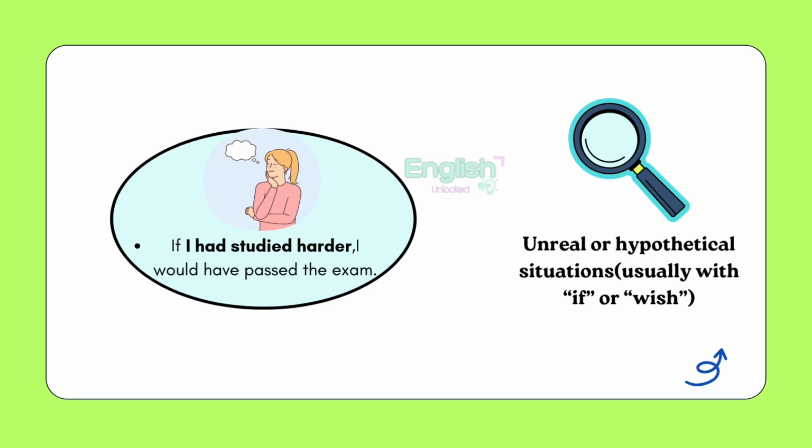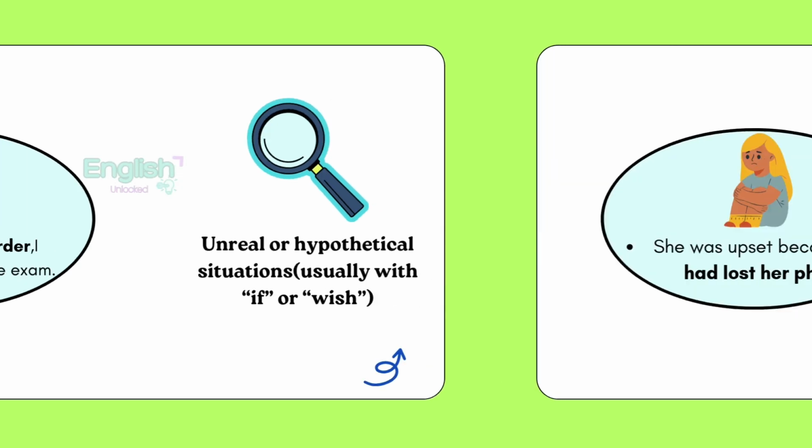Next, we use it to talk about unreal or hypothetical situations. Mostly, we frame the sentences with "if" or "wish." For example, "If I had studied harder, I would have passed the exam." Here, she didn't do that particular action, but she is just imagining it.